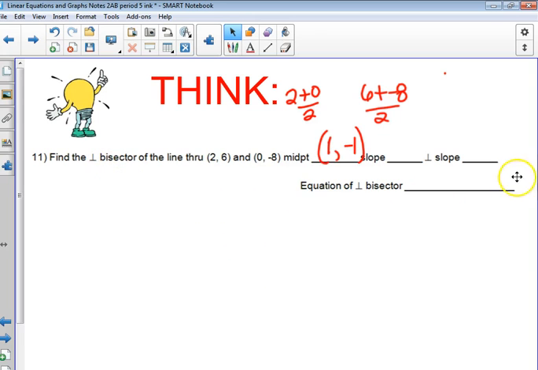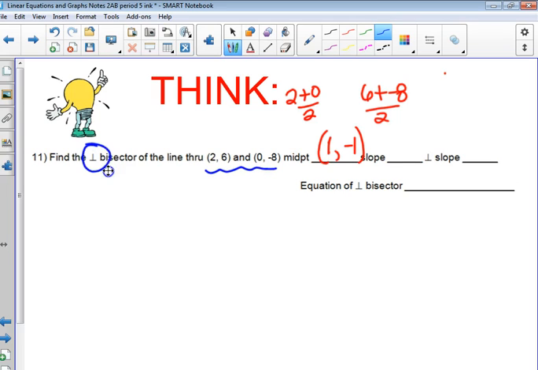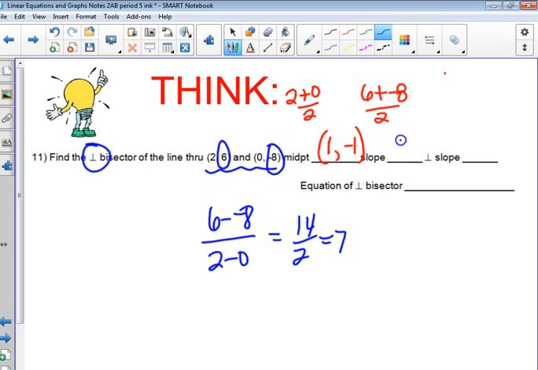Okay, temporarily have a cursor again. I need to do the slope, guys, because if it's going to be perpendicular, I have to find the slope and then flip it over and change the sign. So the y values are here. 6 minus negative 8 over 2 minus 0 gives me 14 over 2, which is a lovely slope of 7, which makes an even lovelier slope for perpendicular of what?